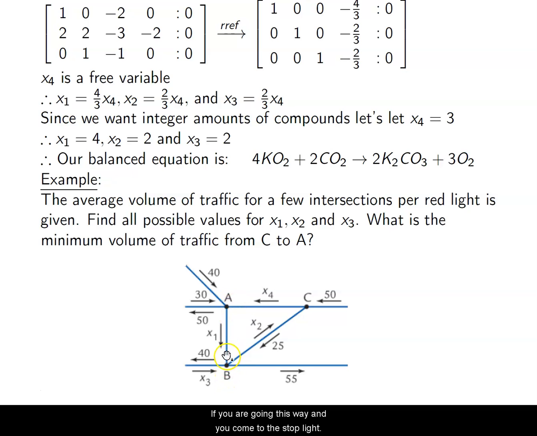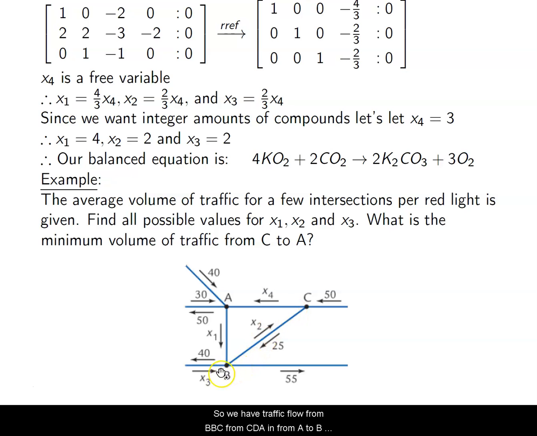If you are going this way and you come to this stoplight, you can go left to this road, or you can go straight, right? That's how we're reading this. We're taking this traffic map and condensing it down and taking out all the nonsense. Our arrows are the flows, but they also tell us our options. The option that we have at each stoplight is helpful, but it's not super necessary.